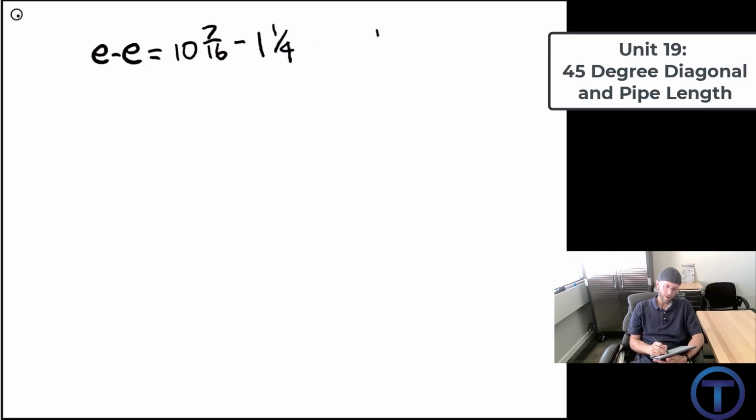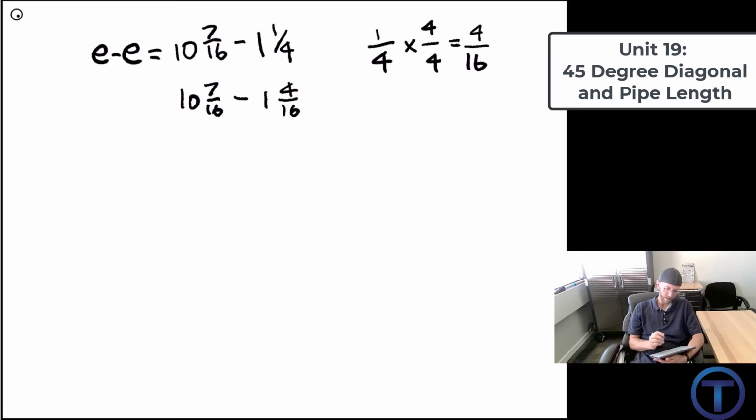So if I want to take 1/4 and convert it into 16ths of an inch, I just got to think, well, what do I multiply by 4 to get it to equal 16? Well, 4 times 4 is 16. So then I need to multiply the top by 4. And we bring those straight across, we get 4/16. So we could rewrite that 10 7/16 minus 1 4/16 equals our end-to-end measurement.